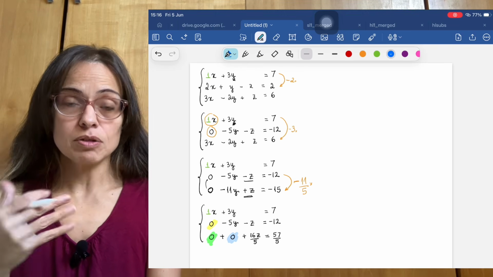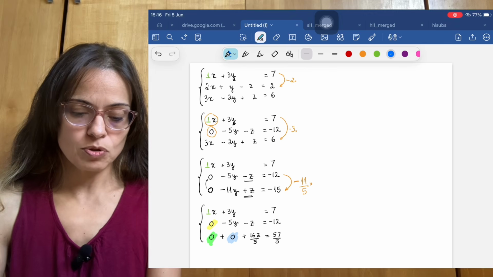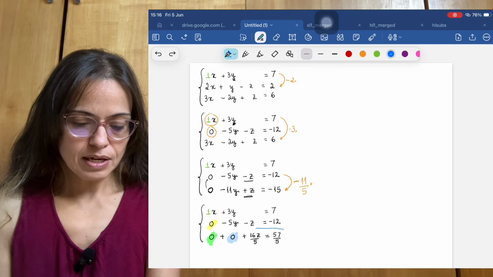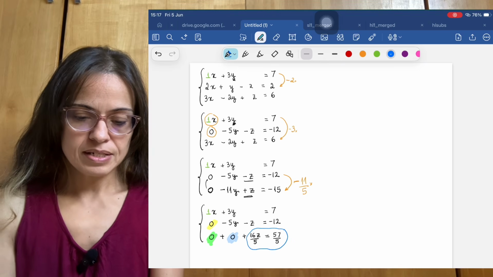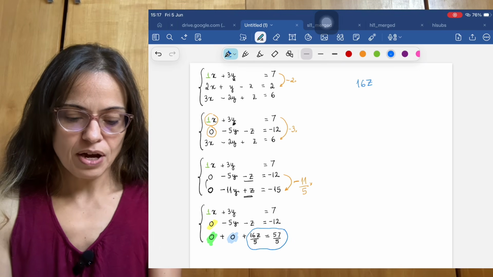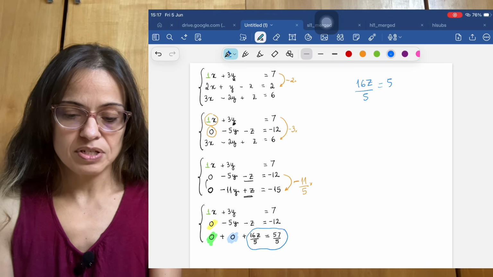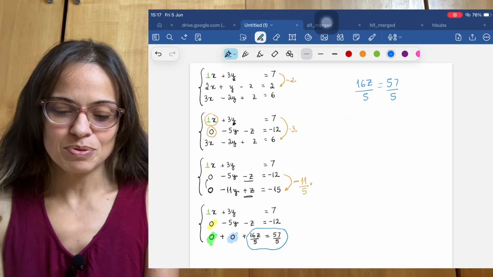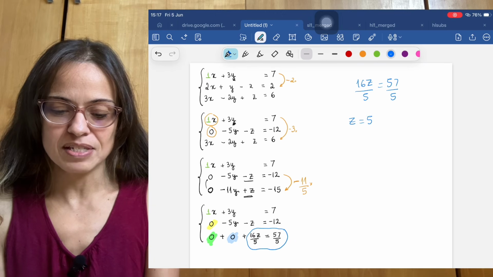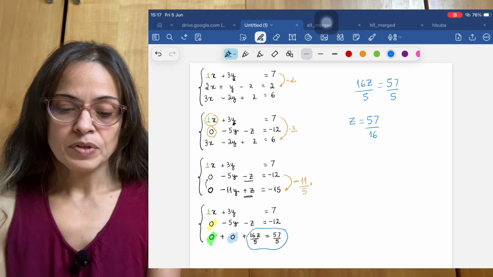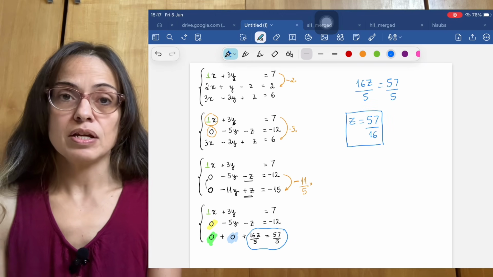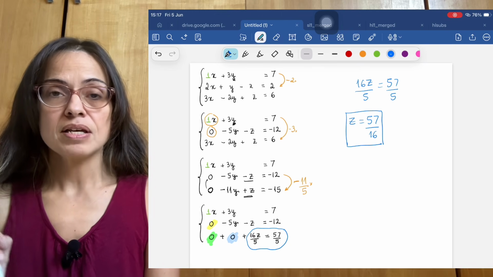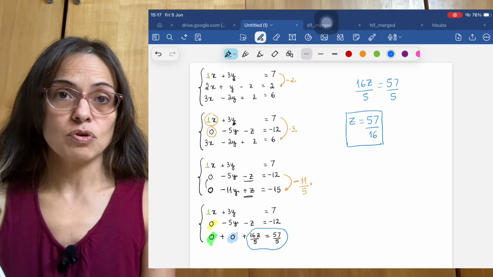And now the second part of the process is that we're going to start reading these lines from the bottom to the top. So the last line is telling me that 16z over 5 is equal to 57/5. Well, the numbers are ugly, but at least they're in the same denominator. So z is equal to 57/16, which is already part of the answer that I was looking for. This is the z coordinate of the point that is the solution to the system of equations.